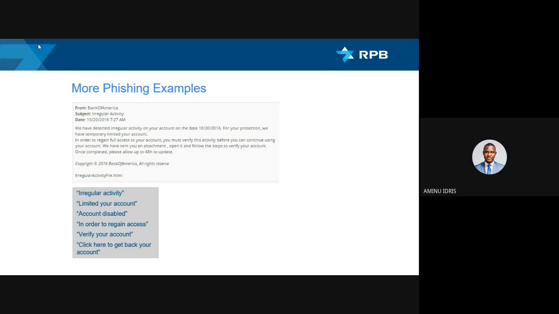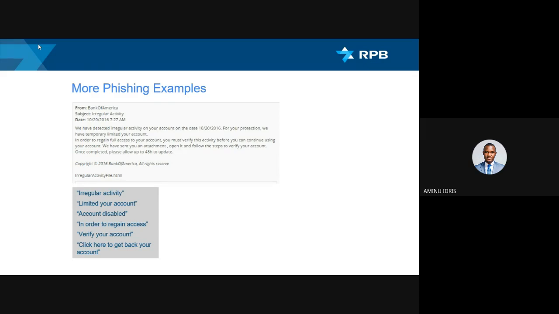How will I even put it? If you are very, very careful about those emails, you can easily detect that this is a phishing email. Yes, actually, though there are some situations where it is hard to tell. So the subject is: irregular activity.